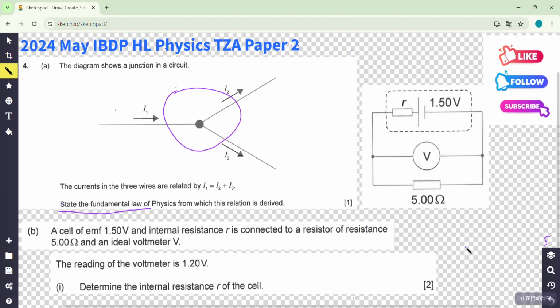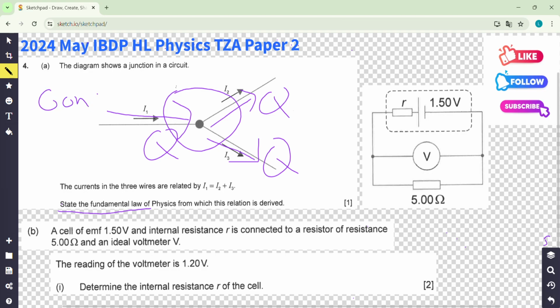The concept is charge flow in must flow out. Okay, it means that charge cannot be created or destroyed. Charge is conserved. So it is a conservation of charge is the fundamental law behind it. Really, conservation of charge.